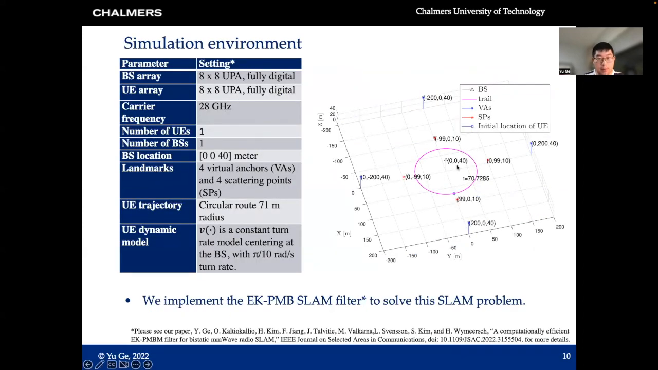This figure shows our simulation environment. This is a base station as a triangle here, and 4 different virtual anchors at these 4 blue stars, and the 4 scatter points shown as the red stars. The vehicle drives around the base station with a constant turn rate, and the transmitter and receiver are both implemented with an 8x8 antenna array. More details about the setting can be found in our paper. And we also implement the EKPMB SLAM filter to solve this SLAM problem.